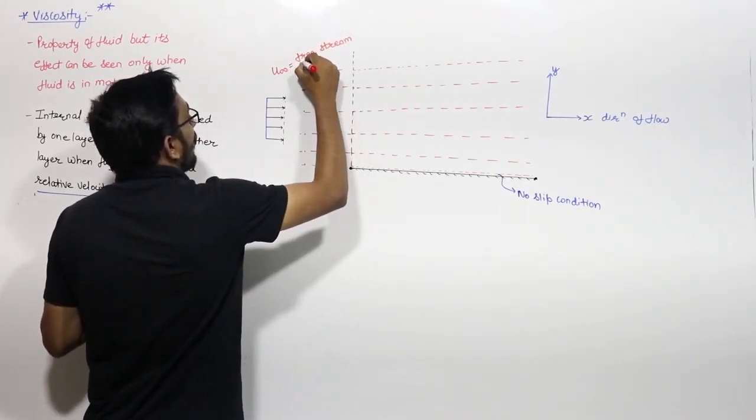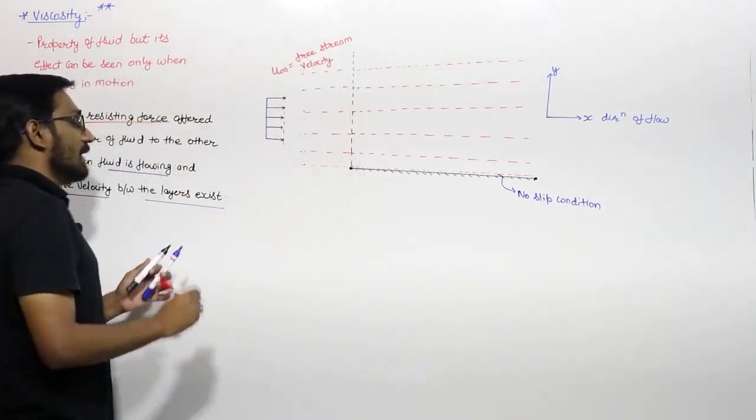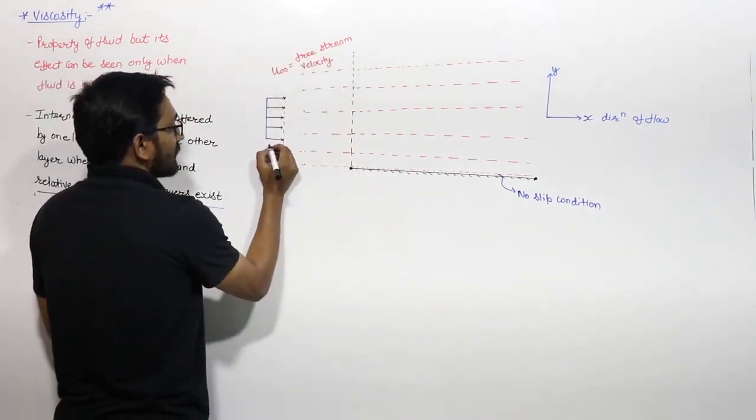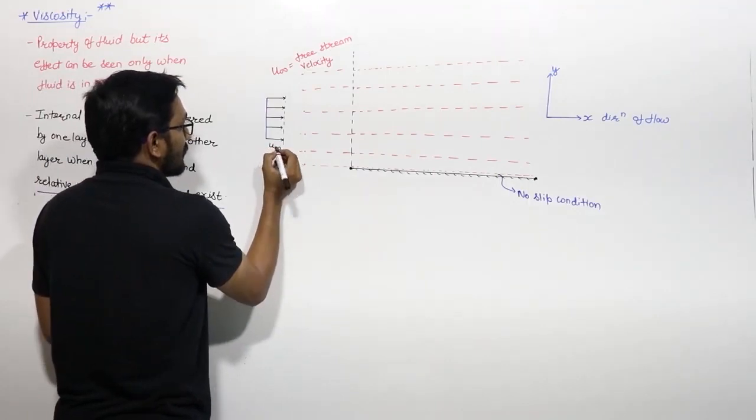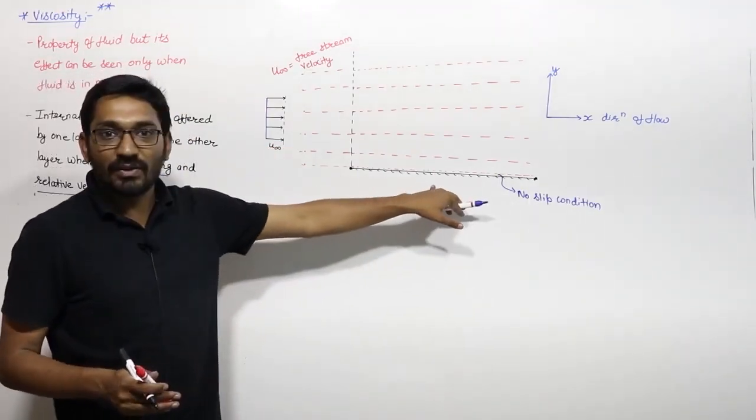Free stream velocity. U infinity is the free stream velocity. This distance is U infinity. This is the velocity distribution before coming into contact with this solid surface.